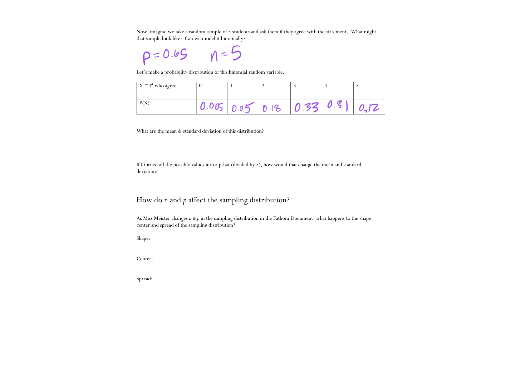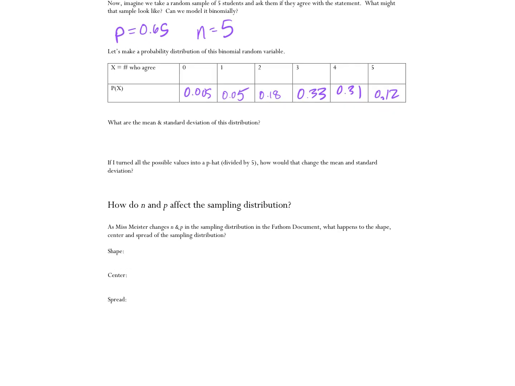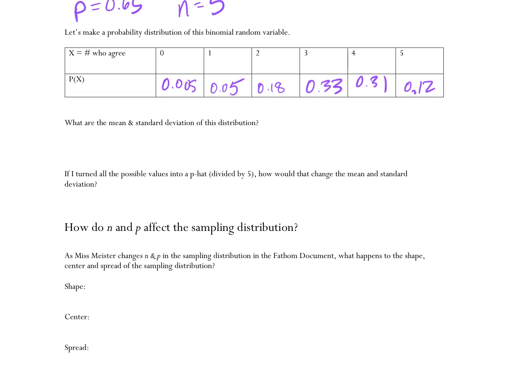Now, if it's binomial, does it have a pretty easy mean and standard deviation? Don't we even have formulas for the mean and the standard deviation of a binomial? The mean of a binomial is n times p. The standard deviation of a binomial is the square root of n p (1 minus p). Is that pretty good?